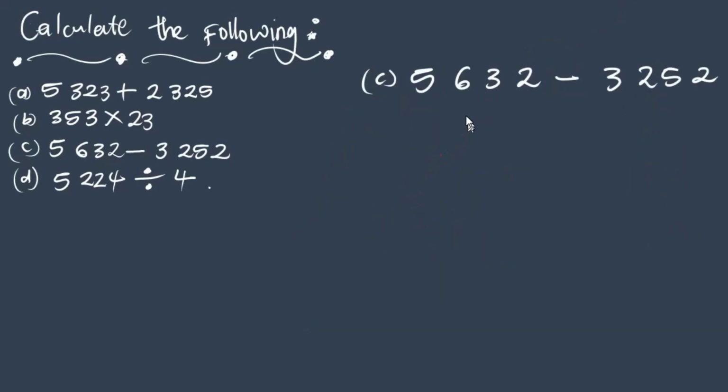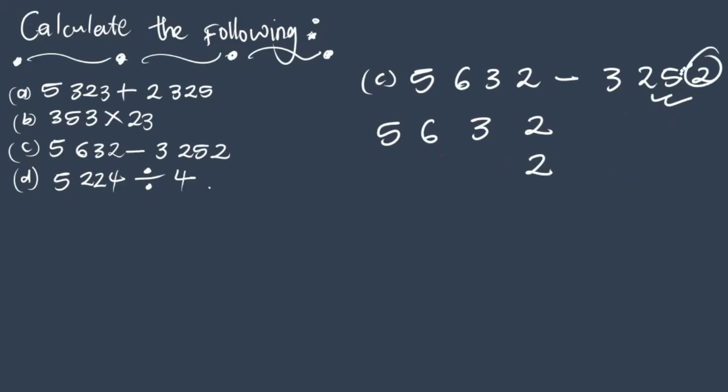Now moving on to the next one. So the next one here, we have subtraction. And then we just do this one the same way as we do addition. So we first write the first value, 5, 6, 3, 2. And then when it comes to this value, we start from the right to the left.